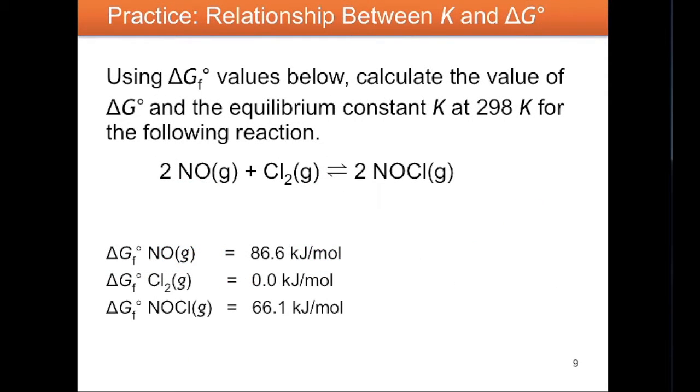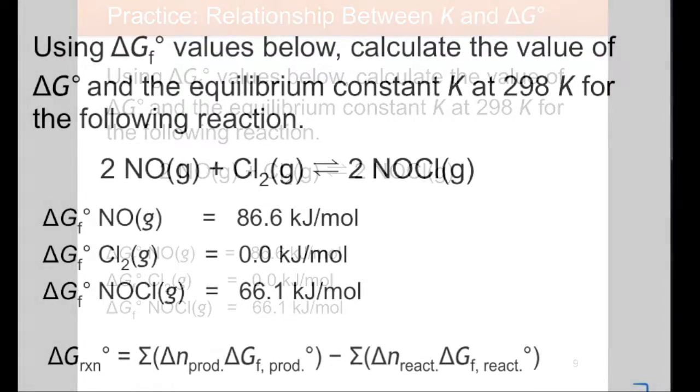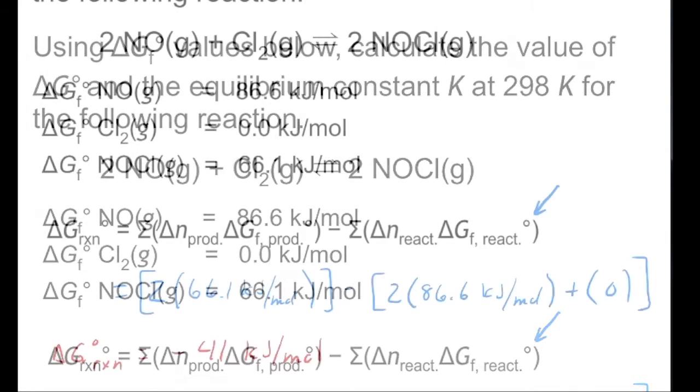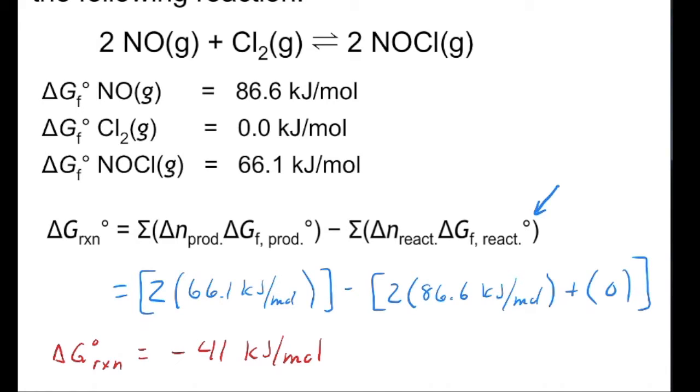So let's just go through a quick calculation and determine the equilibrium constant and delta G of formation for this particular reaction. So the first step is going to be to determine the delta G at standard state conditions. And we know how to do that. We use this equation right here. And we're given the information, the delta G of formation for each of the reactants and products, so we can easily figure out what the delta G of reaction is at standard state conditions. So if we fill in the numbers, we end up getting a delta G of reaction at standard state conditions of minus 41 kilojoules per mole.